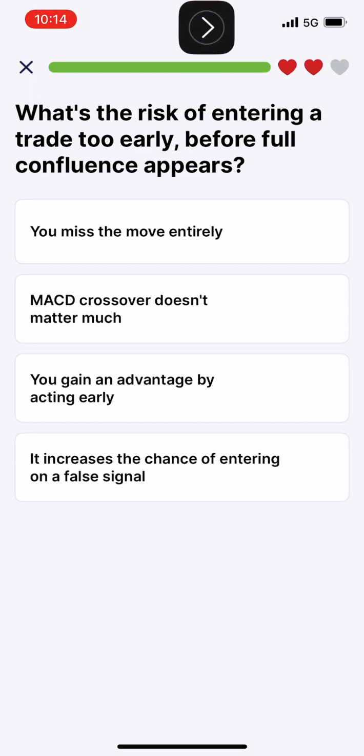What's the risk of entering a trade too early? Before full confluence appears, you miss the move entirely. MACD crossover doesn't matter much. You gain an advantage by acting early. It increases the chance of entering on a false signal.